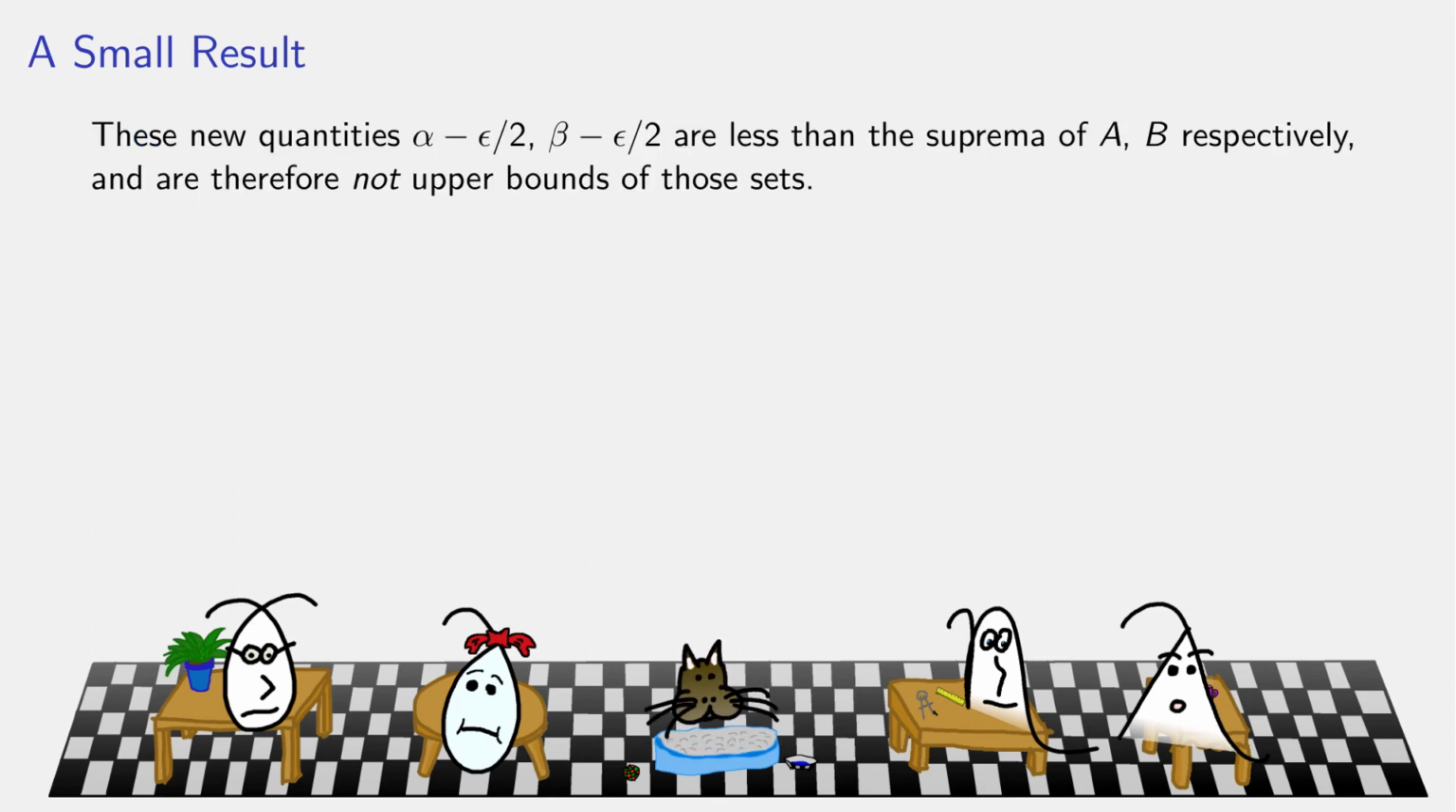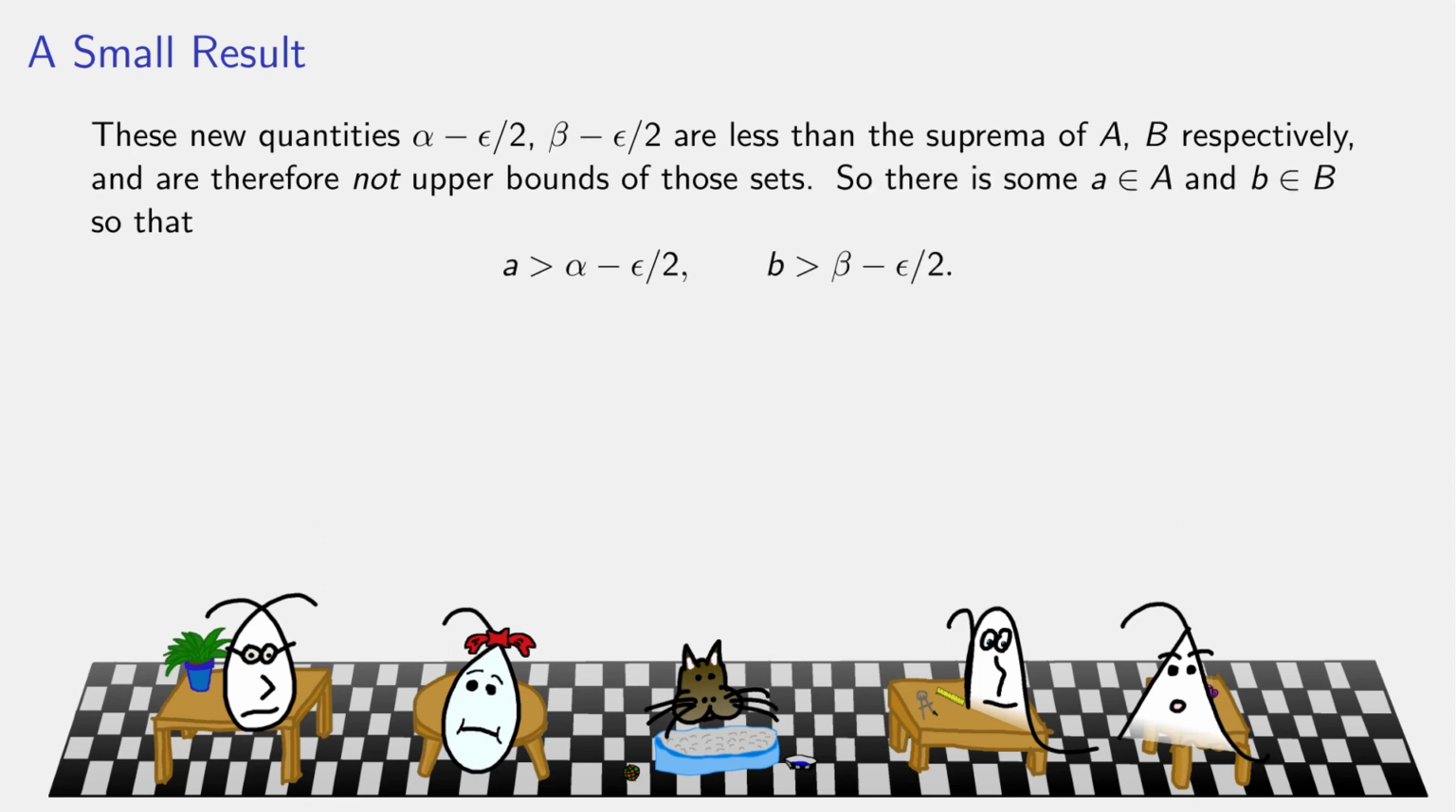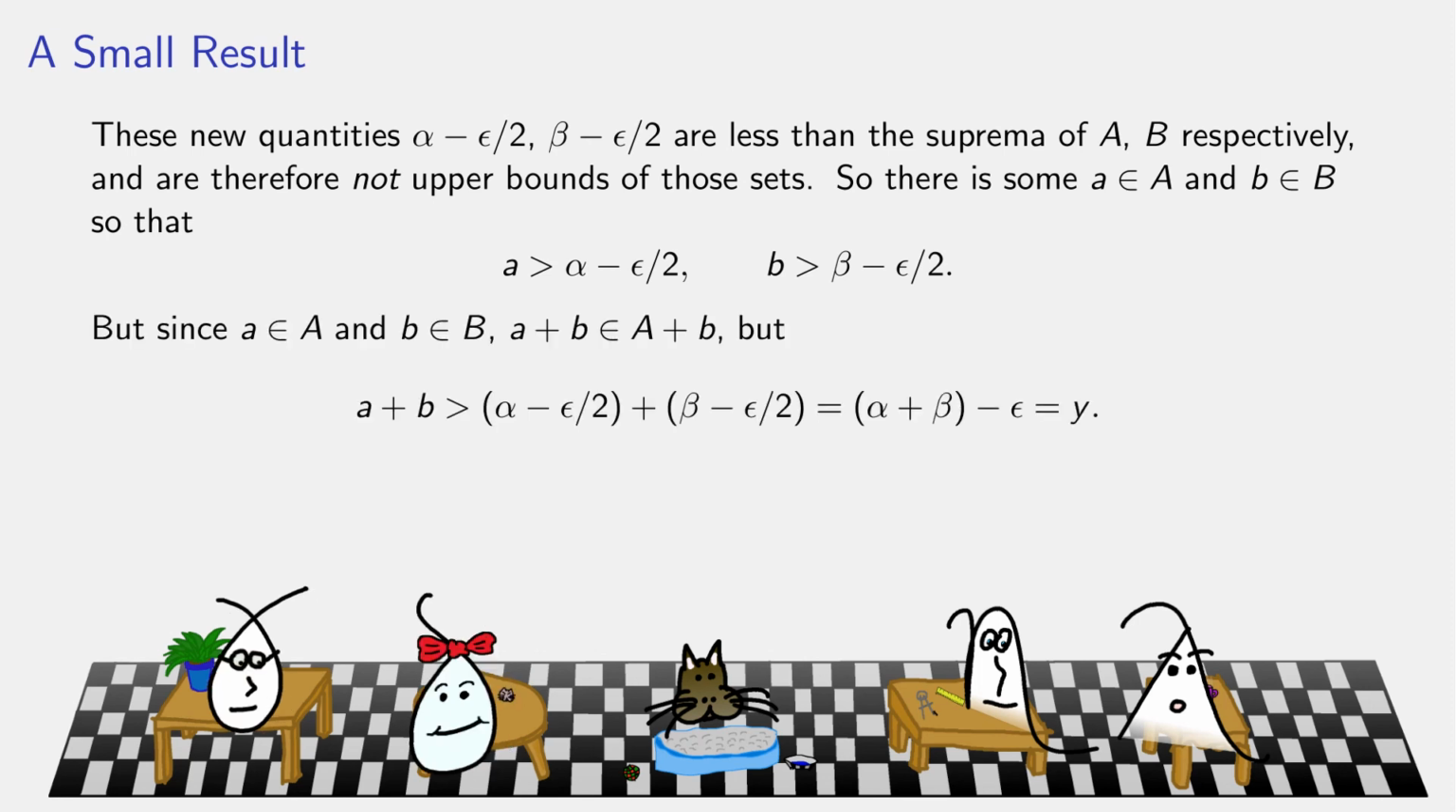Since alpha minus epsilon over 2 is less than the supremum of A, and beta minus epsilon over 2 is less than the supremum of B, they are not upper bounds on the sets. What does it mean to not be an upper bound on the set? Something in the set is bigger than you. So I can find something in A and something in B bigger than alpha minus epsilon over 2 and beta minus epsilon over 2 respectively. But then I can add them together. When I add them together, I am bigger than alpha plus beta minus epsilon, which was exactly y.